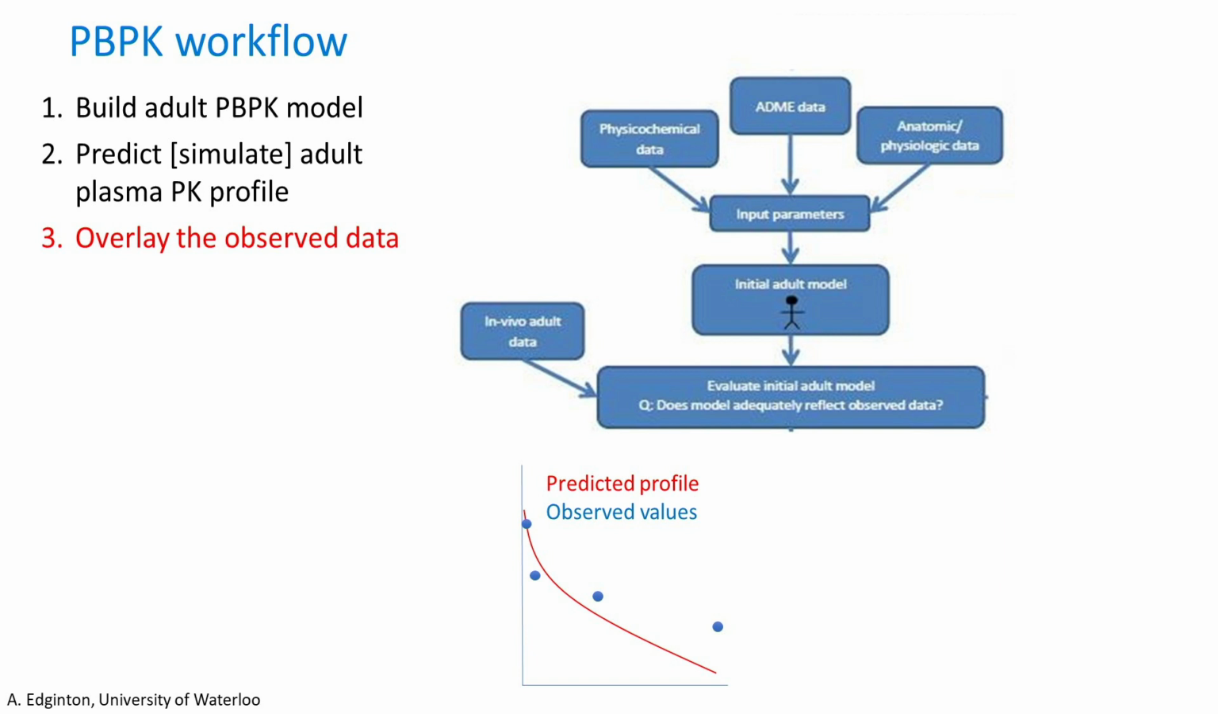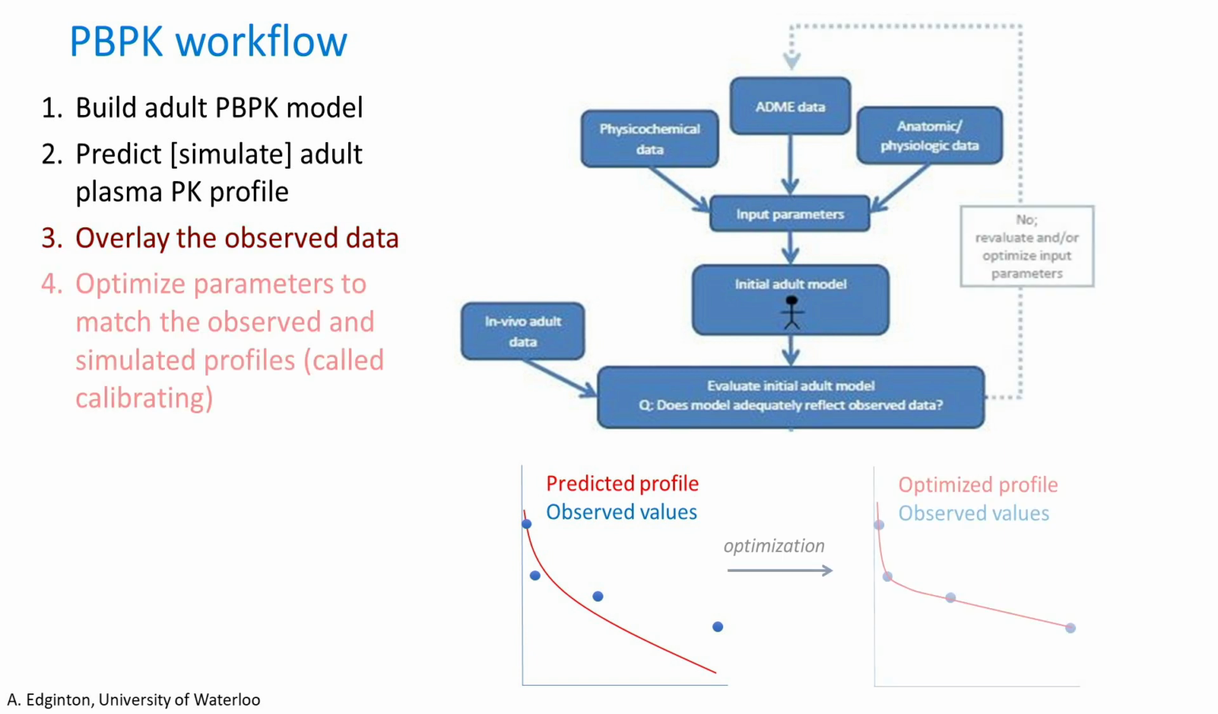If it doesn't, and in this case it doesn't, we optimize parameters to match the observed and simulated profile. So this is called model calibration. Now, I want to be clear that when we talk about optimizing the parameters, this is not just, hey, let's double the intrinsic clearance and see what happens. It has to be built on rational, physiological, pharmacological, and realistic assumptions. And so you have to justify these changes when you make them to ensure that you're properly characterizing what's really going on in the system, at least to the best of your knowledge.